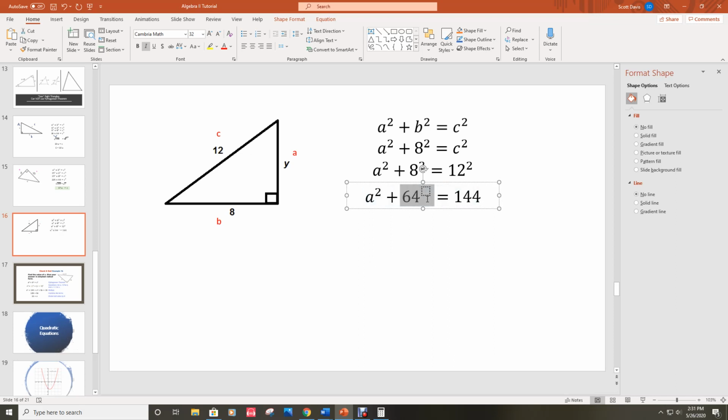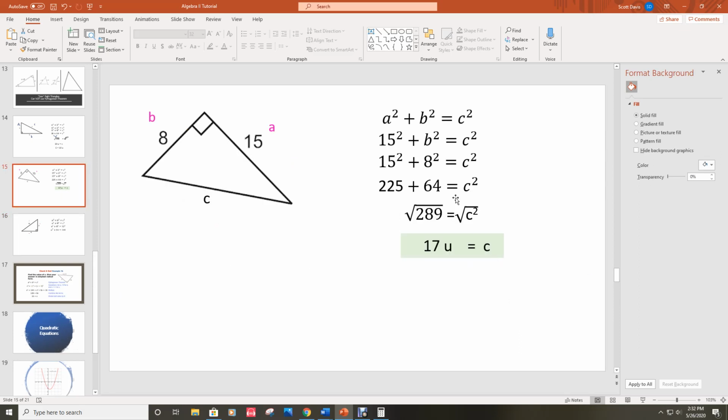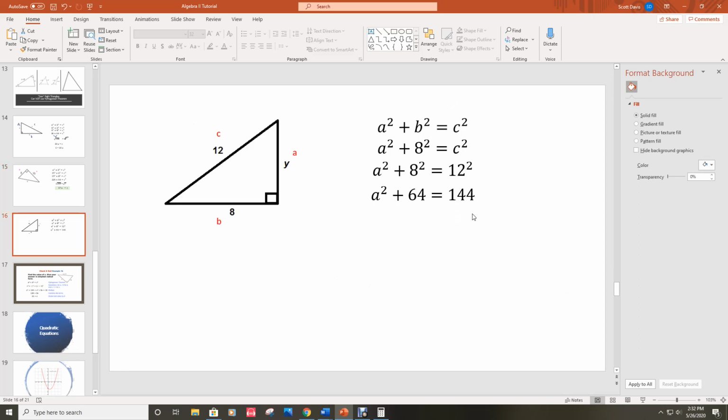Because I don't need them anymore now, right? We just solved that. So I have A squared plus 64 equals 144. Now this is different than the other one, isn't it? If I look at this problem up here, the whole time I was always solving for C. This time they offered me C.